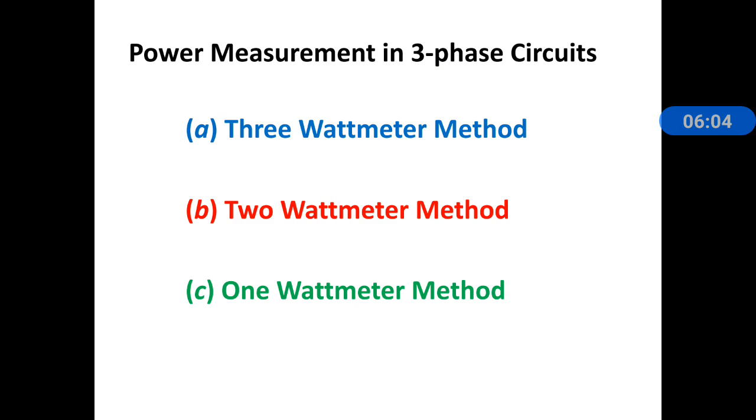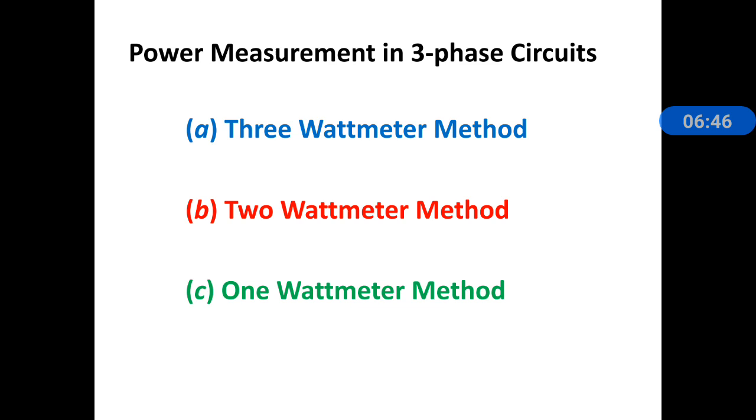So next is power measurement in three-phase circuits. To measure the power in three-phase circuits, we mainly use three methods. One is the 3 wattmeter method, the second is the 2 wattmeter method, and the third is the 1 wattmeter method. In these three methods we are going to find out which is good for power measurement, which has more advantages than the other two, and which is convenient for power measurement in a three-phase system.